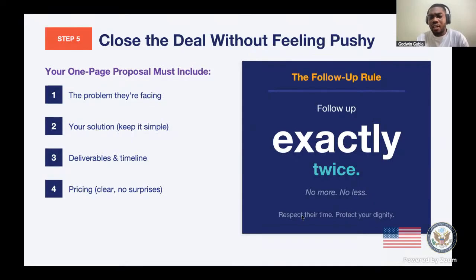So respect their time and protect your dignity. Do not go chasing them like they stole from you, like your life depends on them, right? It doesn't. You lose some, you make some. You don't have to win each and every one who comes your way, right?